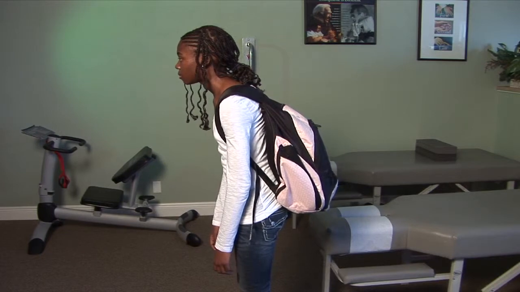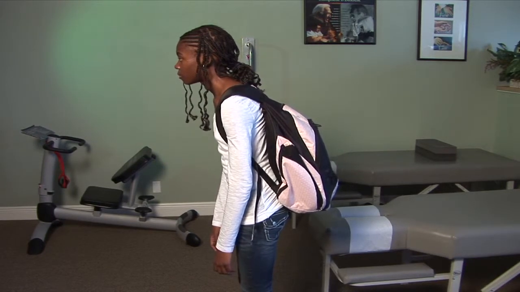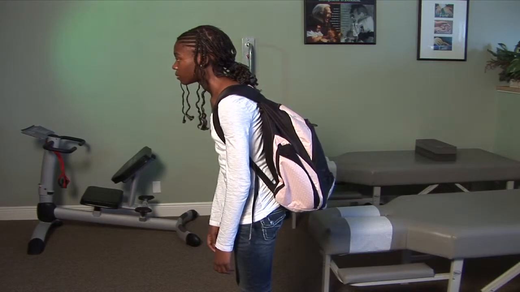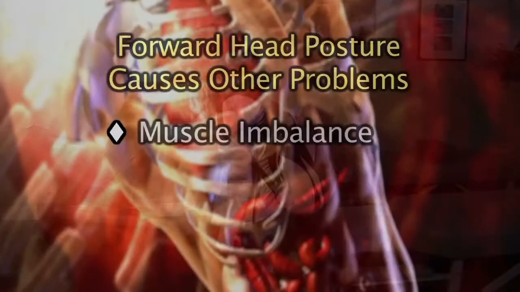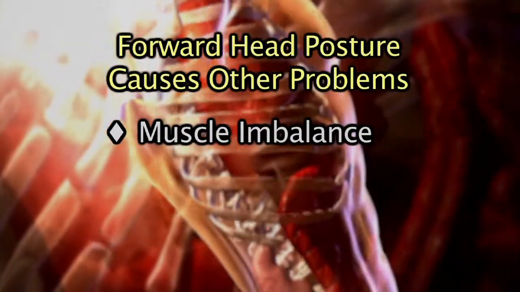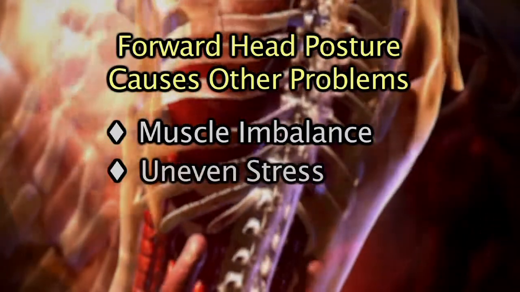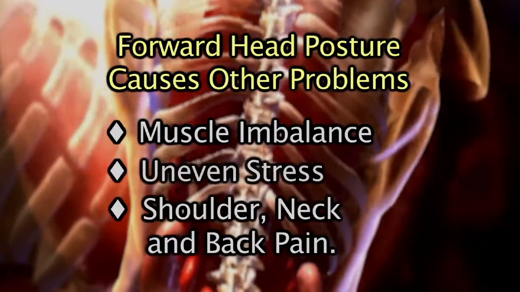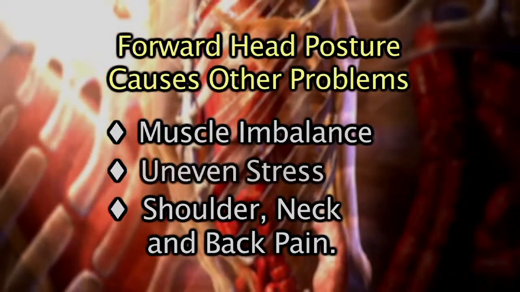That's when the head starts to extend out in front of the body, which is really common when you have a heavy pack on your back. The body is forced to lean forward a little bit to compensate for that weight on the back. Forward head posture can lead to muscle imbalances and uneven stress on the spine. If that is left there long enough, you can have shoulder, neck, or even low back pain start to show up in children, which is never normal, not only not in an adult, but especially not in a child.